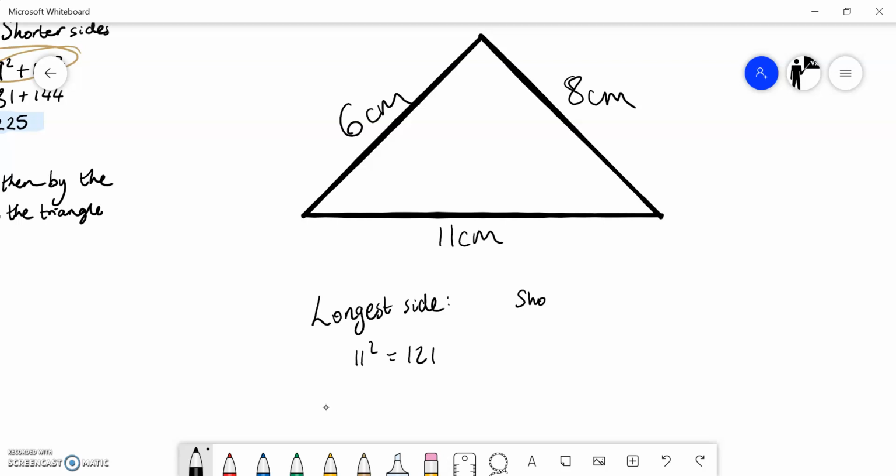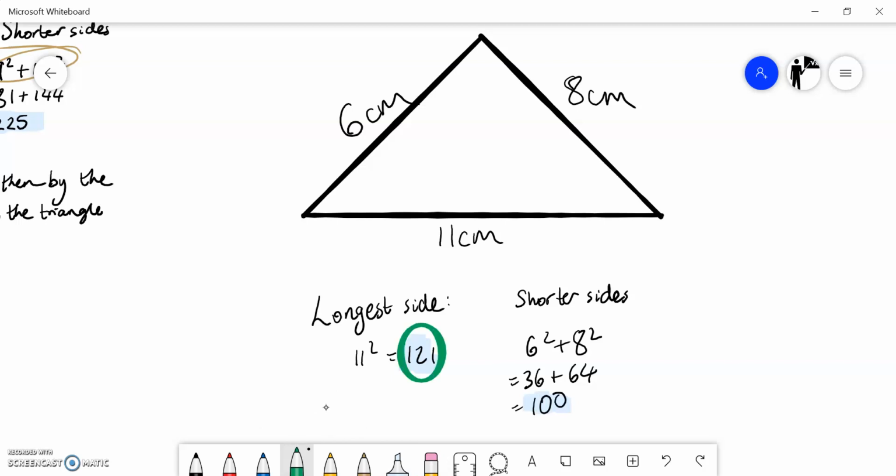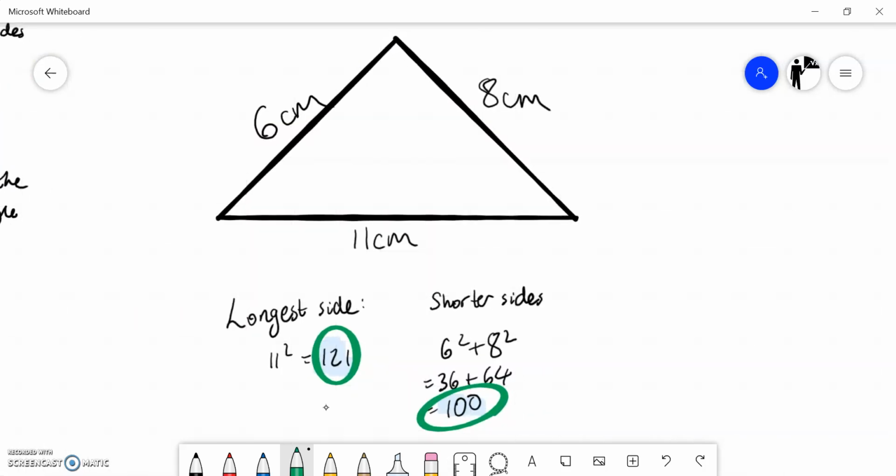If we have a look at the shorter sides, because the square of the hypotenuse should be the same as the sum of the squares of the other two sides. So 6 squared plus 8 squared, well, that's 36 plus 64, which is 100. So hopefully you can see that these values are not the same. The sum of the square of the hypotenuse is not equal to the sum of the squares of the other two sides. Therefore, this is not the hypotenuse. It is not right angled.